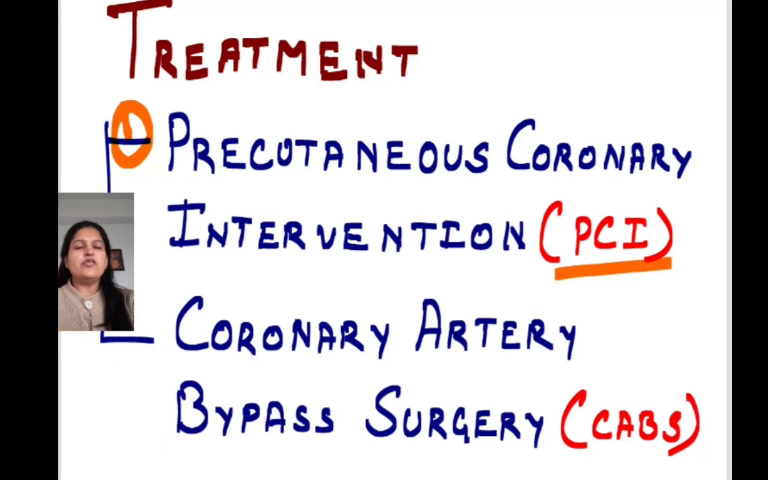And the second treatment which is available is coronary artery bypass. We take another artery from any body part and we bypass the atherosclerosis area of the coronary artery through that other artery, and this is known as coronary artery bypass. So these are the two treatments which are available for CAD.